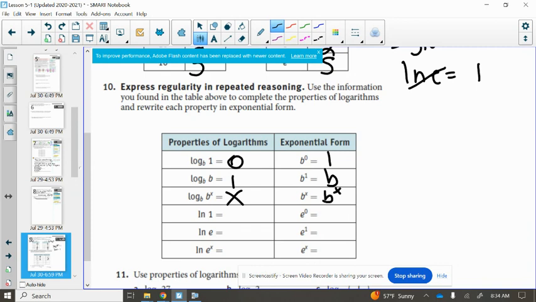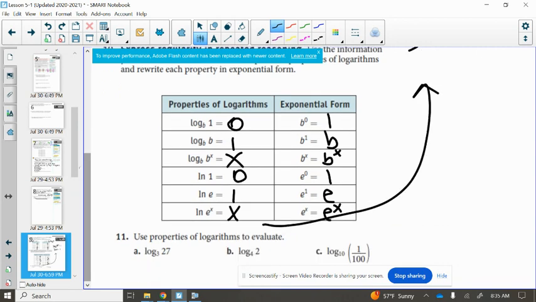ln of 1 is 0, because e to the 0 power is 1. ln of e, again, cancels out to get 1. e to the first is e, and then e to the x, well, ln of e cancels out. Okay, and again, that's going back to what we talked about up above with those canceling out.